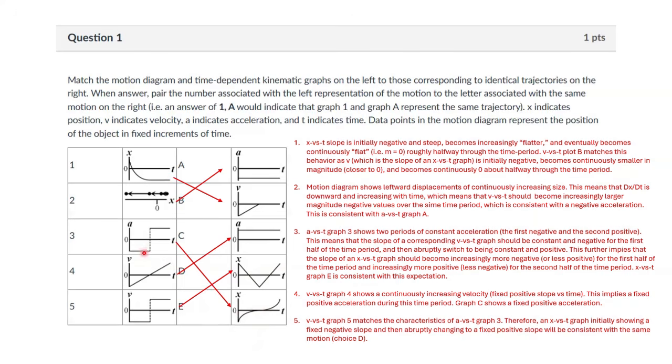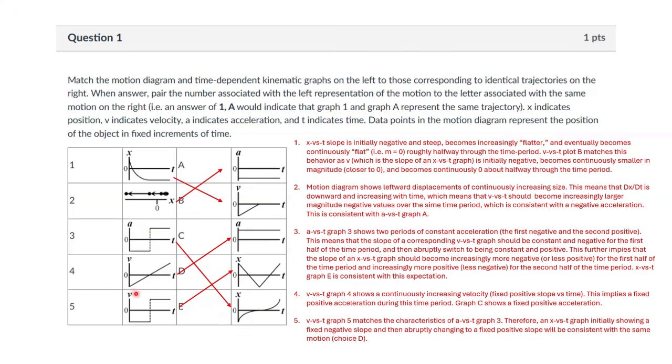At the break point, we see that switches to being initially a flat slope that becomes increasingly steeper. That's consistent with a velocity that is starting at zero and becoming increasingly more positive. That's consistent with a constant positive acceleration. So graph E is consistent with graph 3.